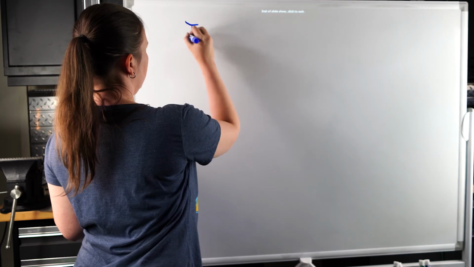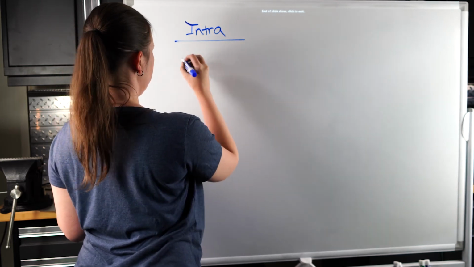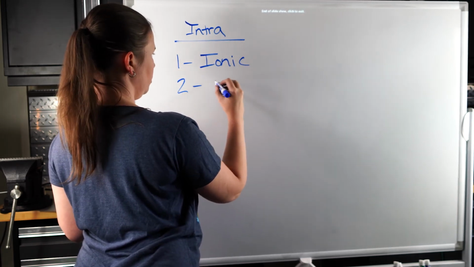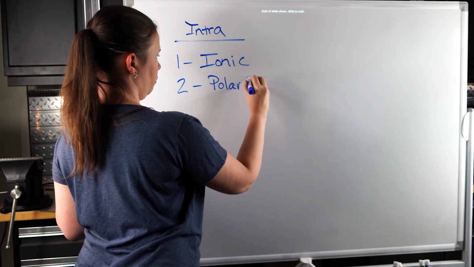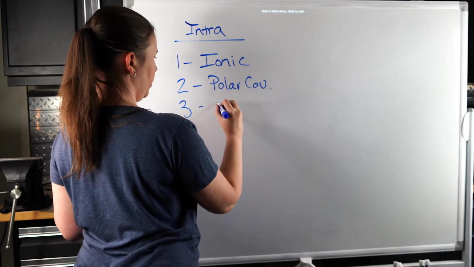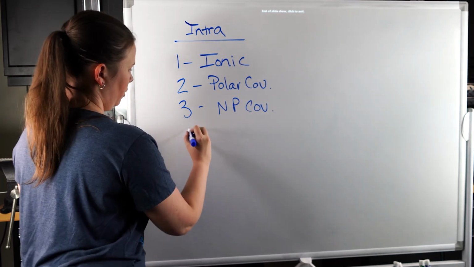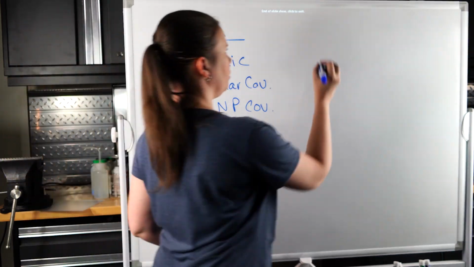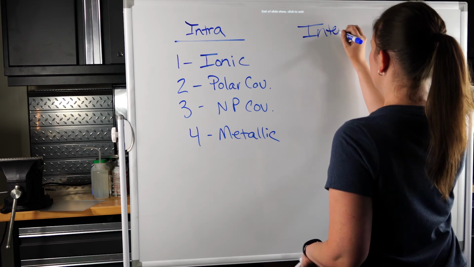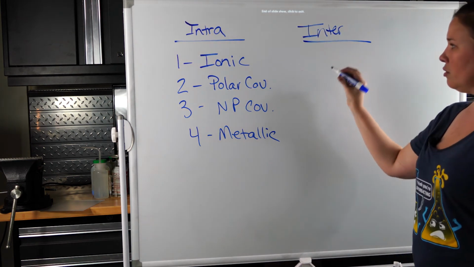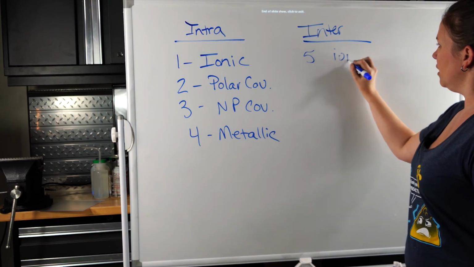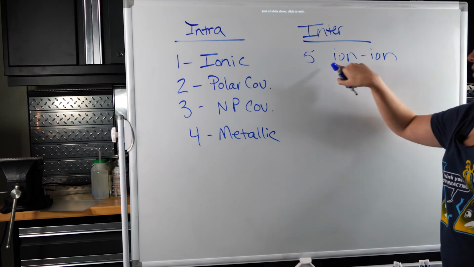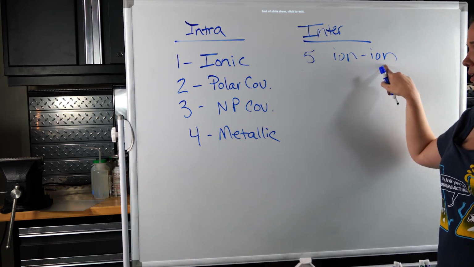For the intramolecular bonds, number 1, the strongest bond, is ionic. Number 2 would be polar covalent. And number 3 would be non-polar covalent. We also mentioned metallic bonding, just so you know that it's intramolecular. To make a parallel here, for the intermolecular forces, the strongest one was between two ions. So ionic bond is the strongest intramolecular, and the strongest intermolecular would be between two ions.